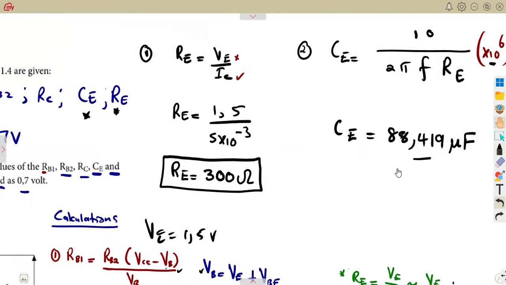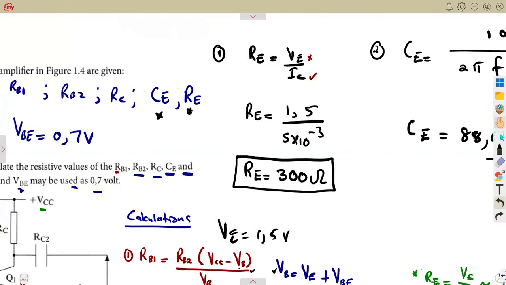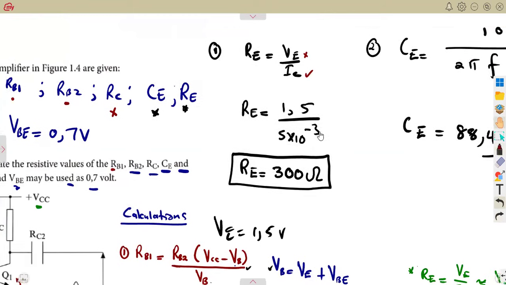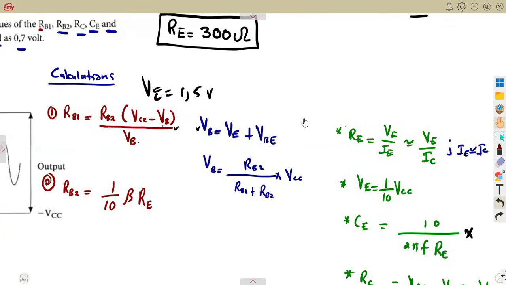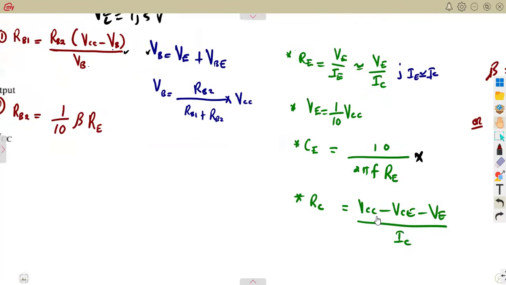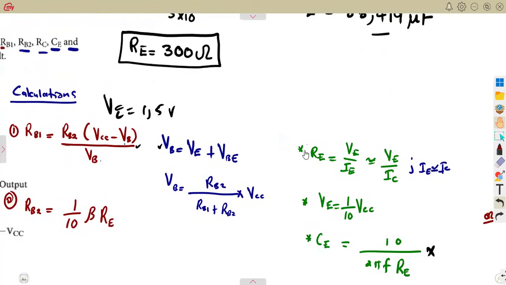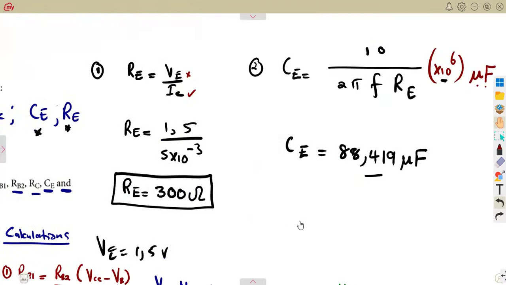So as you can see, nothing has changed in some of these values. We had them before, so you might say, okay, these values I calculated before. Also the RC, these ones are not going to change. The change is just on RB1 and RB2. RC, same formula as we used before. Our RC, remember, is VCC minus VCE minus VE over IE. So we're just going to substitute because we've got all these values.